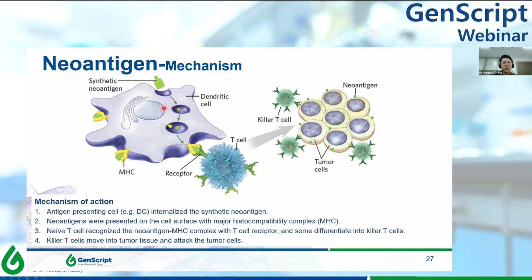So this neoantigen combines with MHC and then combines with the receptor on the T cells, and the naive T cells will differentiate into killer T cells, and the killer T cells will move into the tumor tissue and attack the tumor cells, so that we can directly cure the tumor.